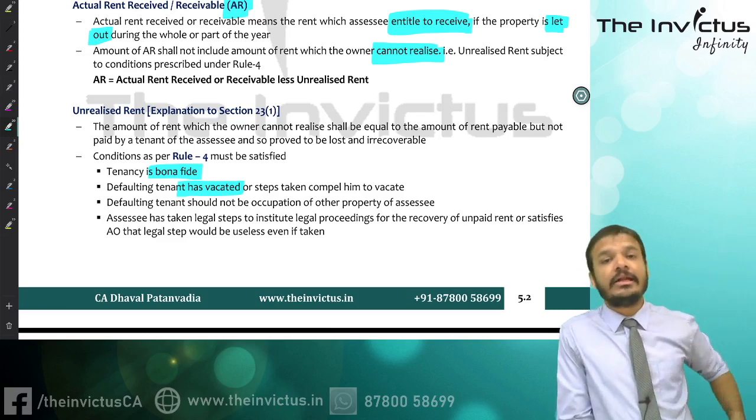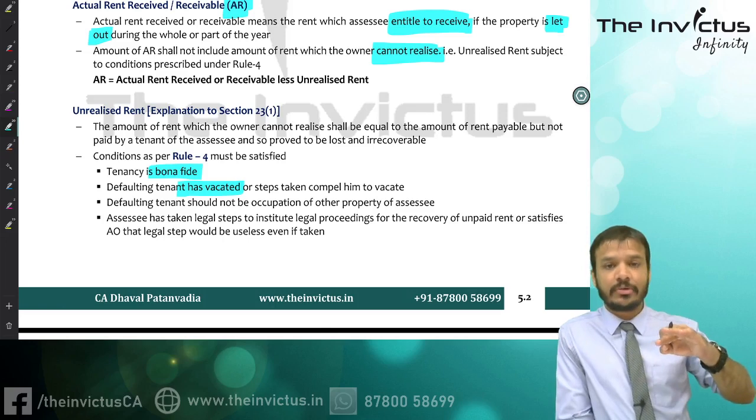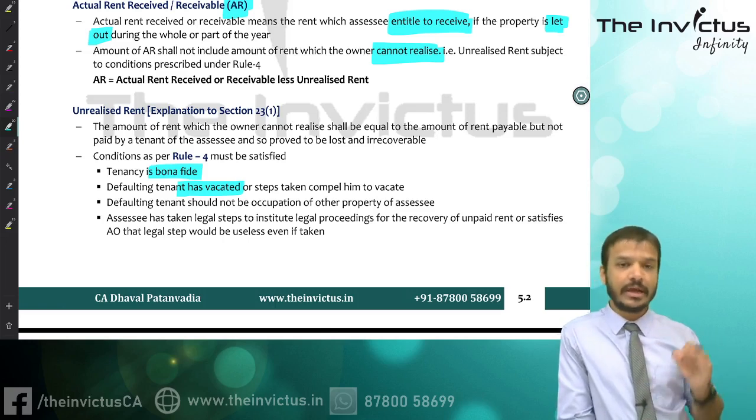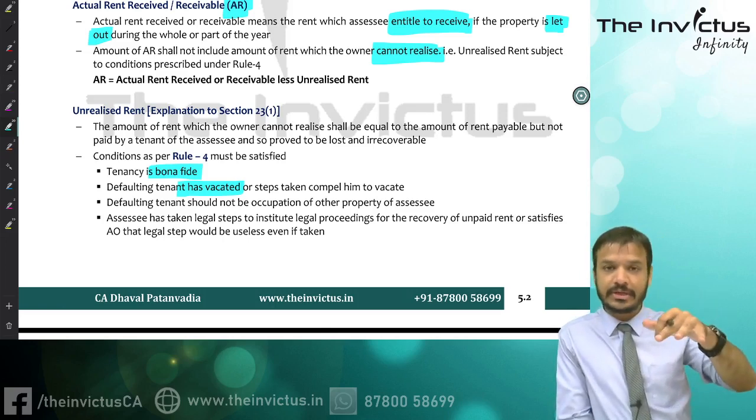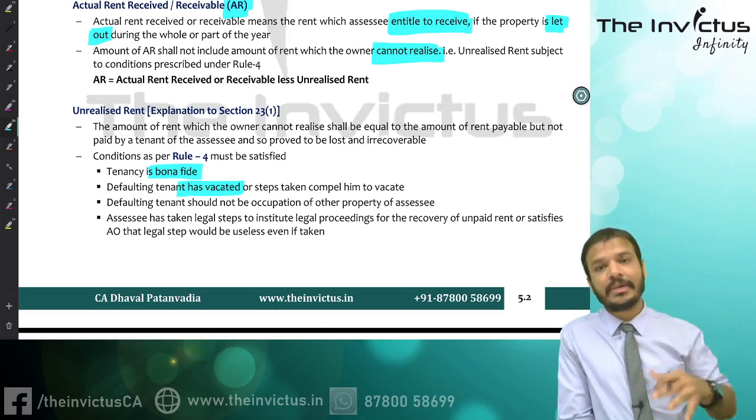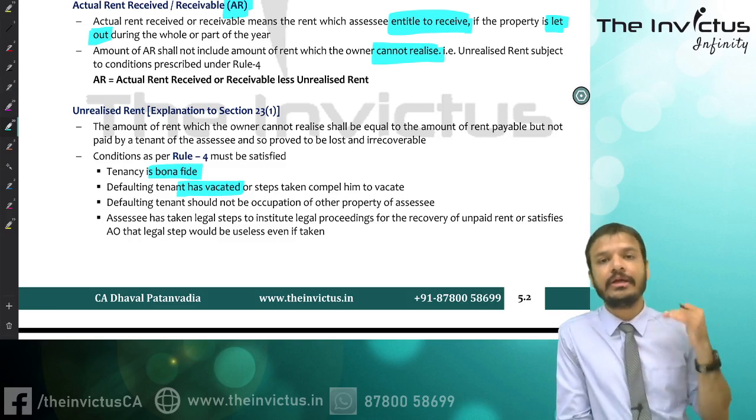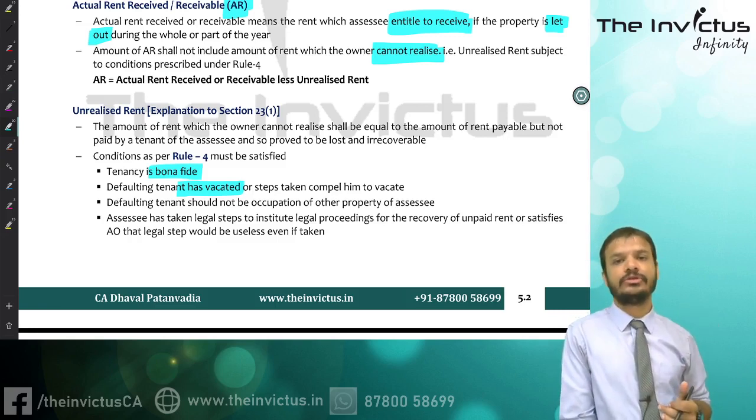Second thing, the defaulting tenant has vacated the property. What does it mean? That the tenant should not be in occupation of this property. Why? Because if he is not paying rent, then why are you allowing him to stay in your property?